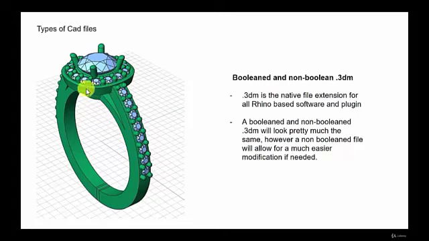I mean, the halo would be another part in this case. The prongs might be another part. That's entirely up to you, how you would separate the file in terms of production. But the 3DM could be all together or could be separate in many parts.